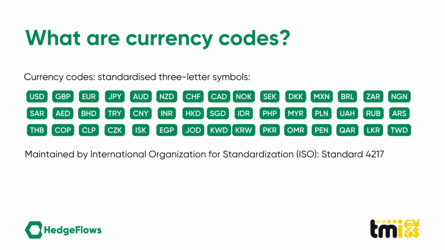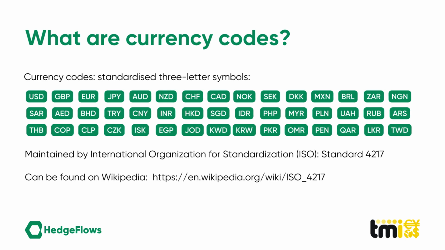Currency codes are crucial as they eliminate confusion and ensure accurate identification of currencies across different languages, service providers, and systems. The ISO maintains current and historical lists of currency codes on its official website. You can also find the list on Wikipedia.